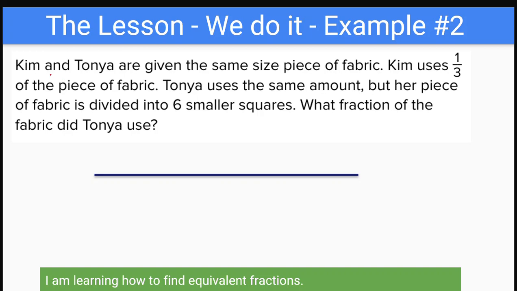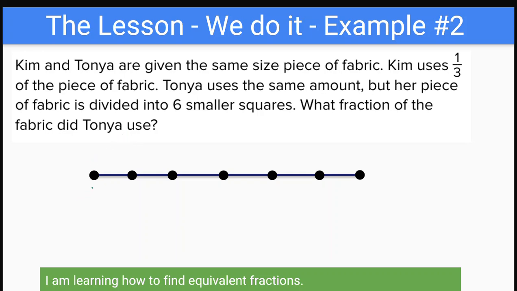It says this: Kim and Tanya are given the same size piece of fabric. Kim uses 1/3 of the piece of fabric. Tanya uses the same amount, but her piece of fabric is divided into 6 smaller squares. What fraction of the fabric did Tanya use? All right, let's divide up this number line right here. We can divide it up into thirds, or we could divide it up into sixths. And we're going to go ahead and number these.